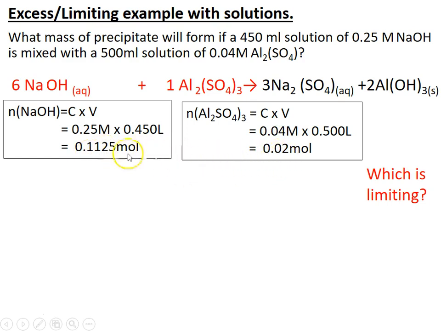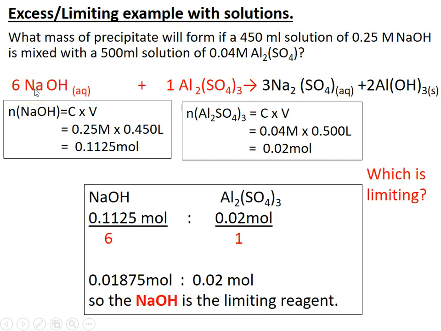At the moment, when you just compare these, this one looks like it's limiting because it's a smaller number, but you need to take the ratio into account. So if we divide each by the ratio, then you're comparing them as if it was 1-to-1. And in this case, you can see you have just a little bit less of the sodium hydroxide than the aluminium sulfate, so the sodium hydroxide is the limiting reagent. They're pretty close, so you won't have too much extra of the aluminium sulfate left over.